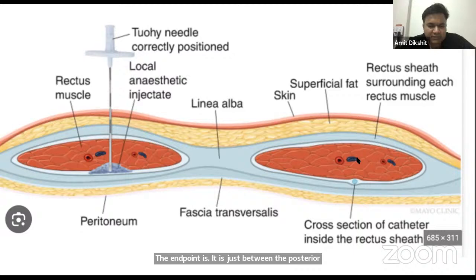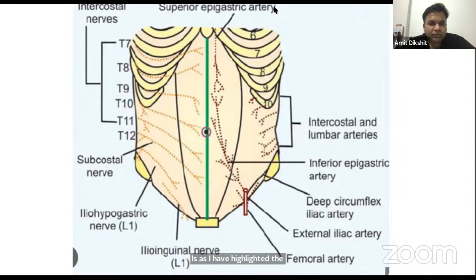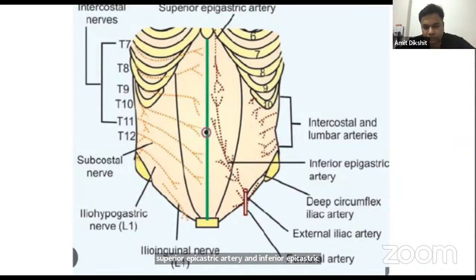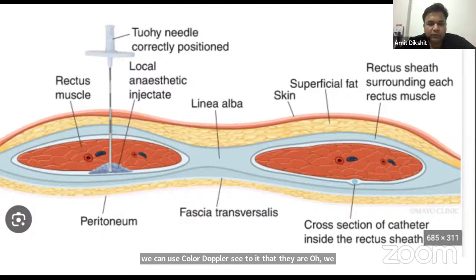Now, why we have to be careful about this is, as I have highlighted, the vascularity here. We have the superior epigastric artery and inferior epigastric artery, and they are over the posterior rectus sheath. So we can use color Doppler, see to it that we are not causing any vascular puncture, and deposit the drug.